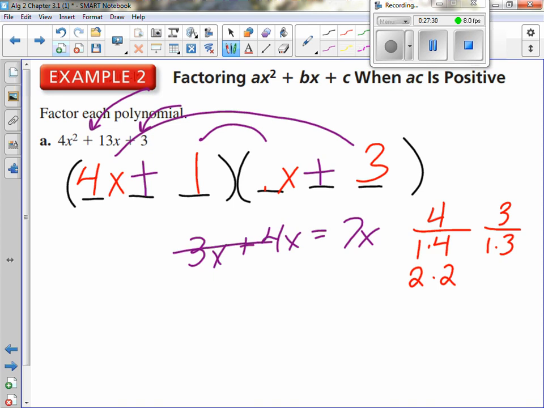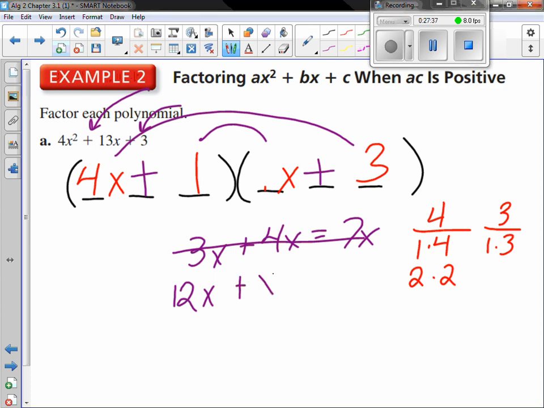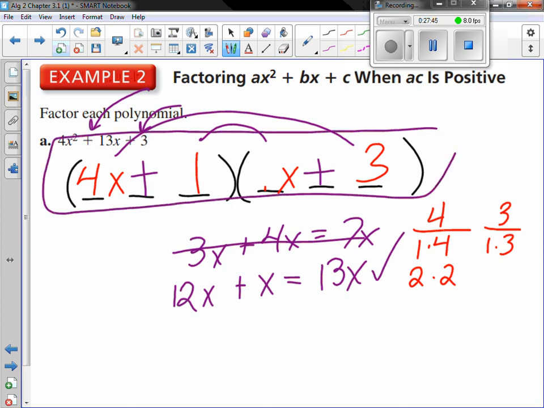Because this didn't work. So 4x times 3 is 12x, 1 times x is x. Is that what we wanted? We're done. Now, if that hadn't worked, I would have moved on to 2 and 2, because we can't really change 1 and 3, because there's only one set of factors, yes? And by flipping, when I flipped the 1 and 4, I essentially was the same as changing 1 and 3. So I changed one of them to see if I get a different answer.